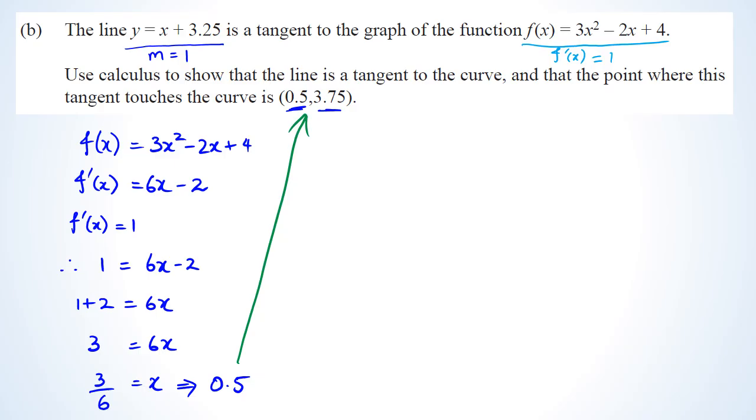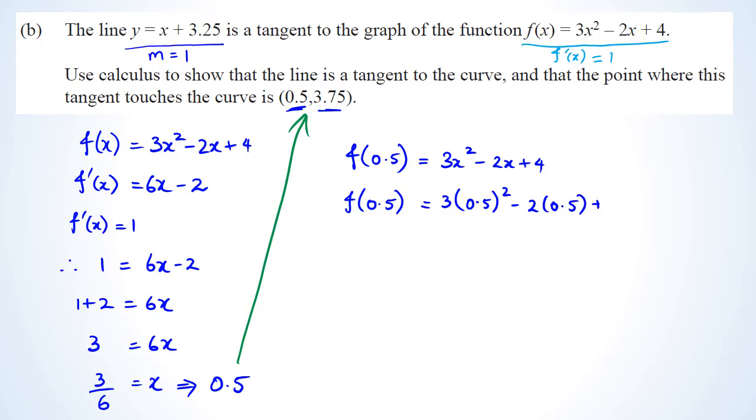Now to work out the y value, we need to find f of 0.5. The f of x function is 3x squared minus 2x plus 4, so that would be 3 multiplied by 0.5 squared minus 2 times 0.5 plus 4. When you simplify this, you get 3.75 as the y value. Therefore, you've shown that the point where it touches is (0.5, 3.75).